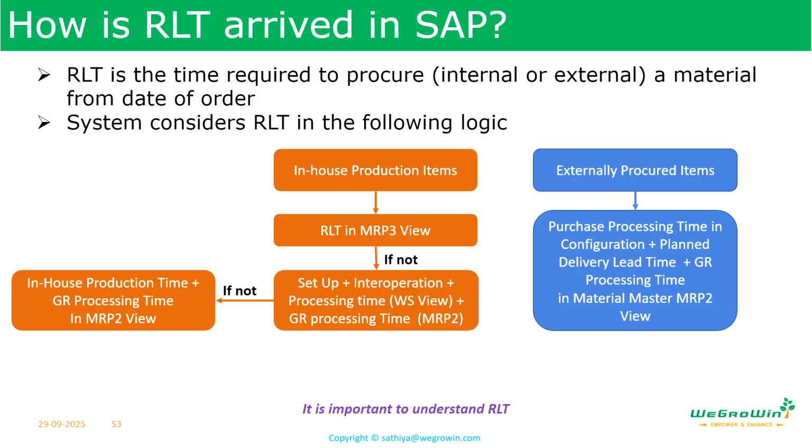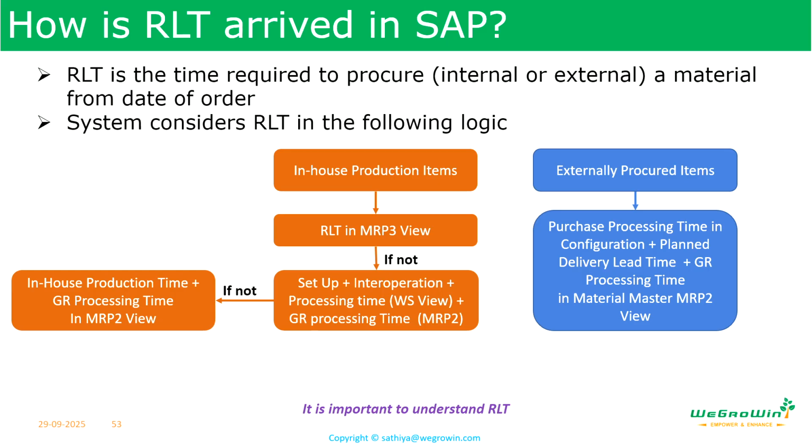System will calculate this, take it as the replenishment lead time plus GR processing time in MRP2 view. So it will take details from work scheduling view and MRP2 view. If no details are maintained in work scheduling view, then system will go to MRP2 view. Here it will check the in-house production time maintained in MRP2 view and the GR processing time. So this is the sequence of determining the replenishment lead time for in-house production items.